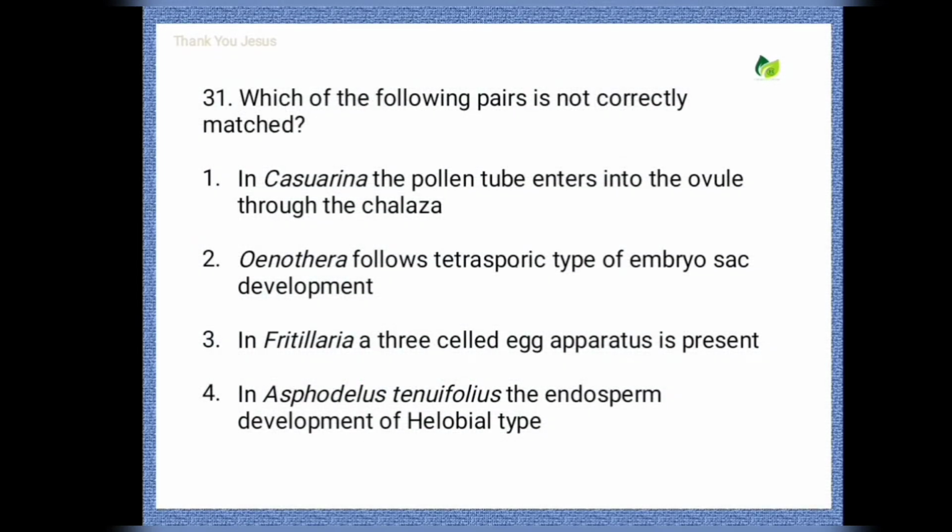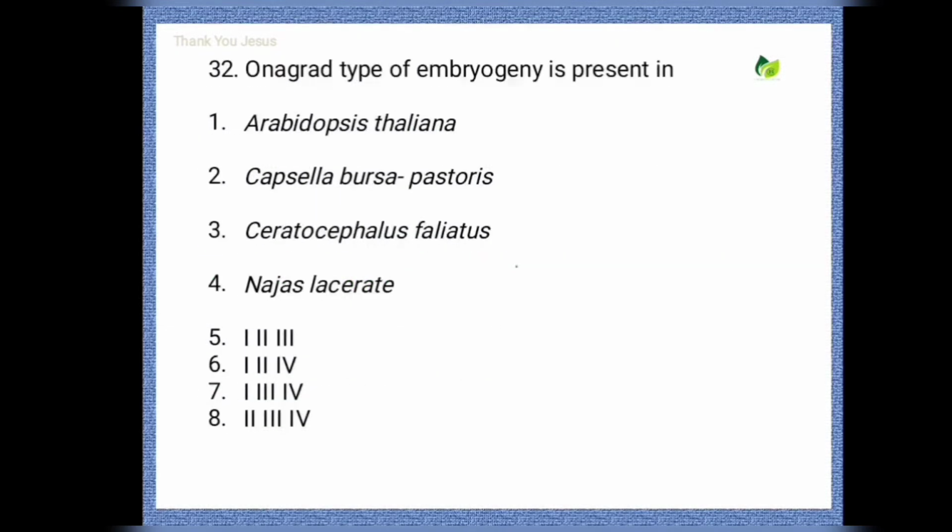Which of the following pairs is not correctly matched? Options are: in Casuarina, the pollen tube enters into the ovule through chalaza; Oenothera follows tetrasporic type of embryo sac development; in Fritillaria, a three-celled egg apparatus is present; in Asphodelus tenuifolius, the endosperm development is of helobial type. Correct option is Oenothera follows tetrasporic type of embryo sac.